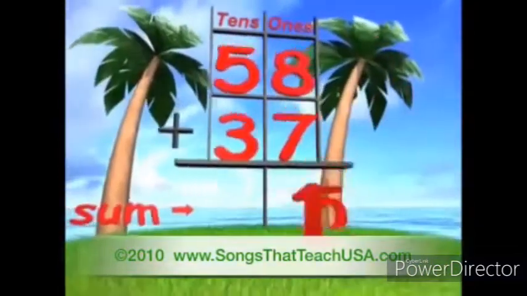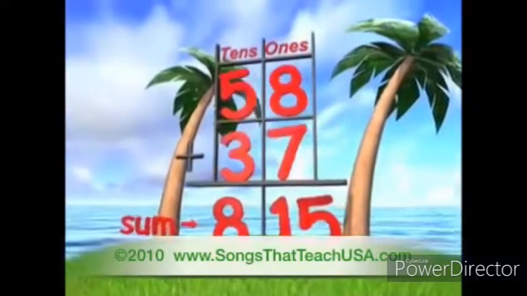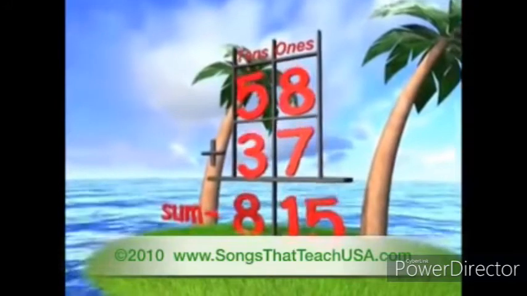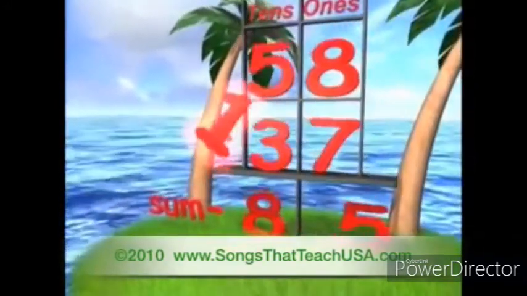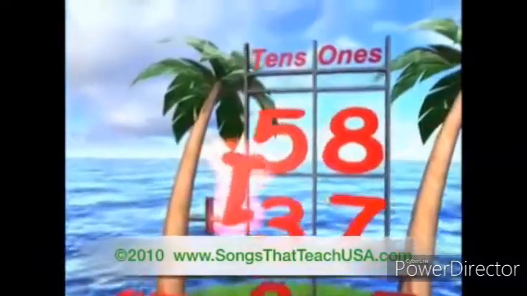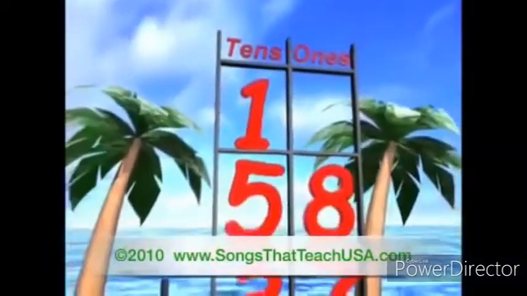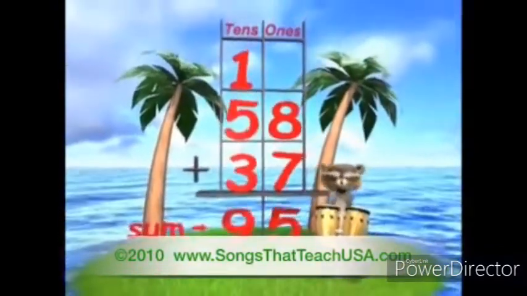When you're working in a column and you're adding up some numbers, if the sum contains two digits, all you do is just remember, you carry over to the column right next door. Yes, yes, you carry over to the column right next door. Yes, yes, yes.